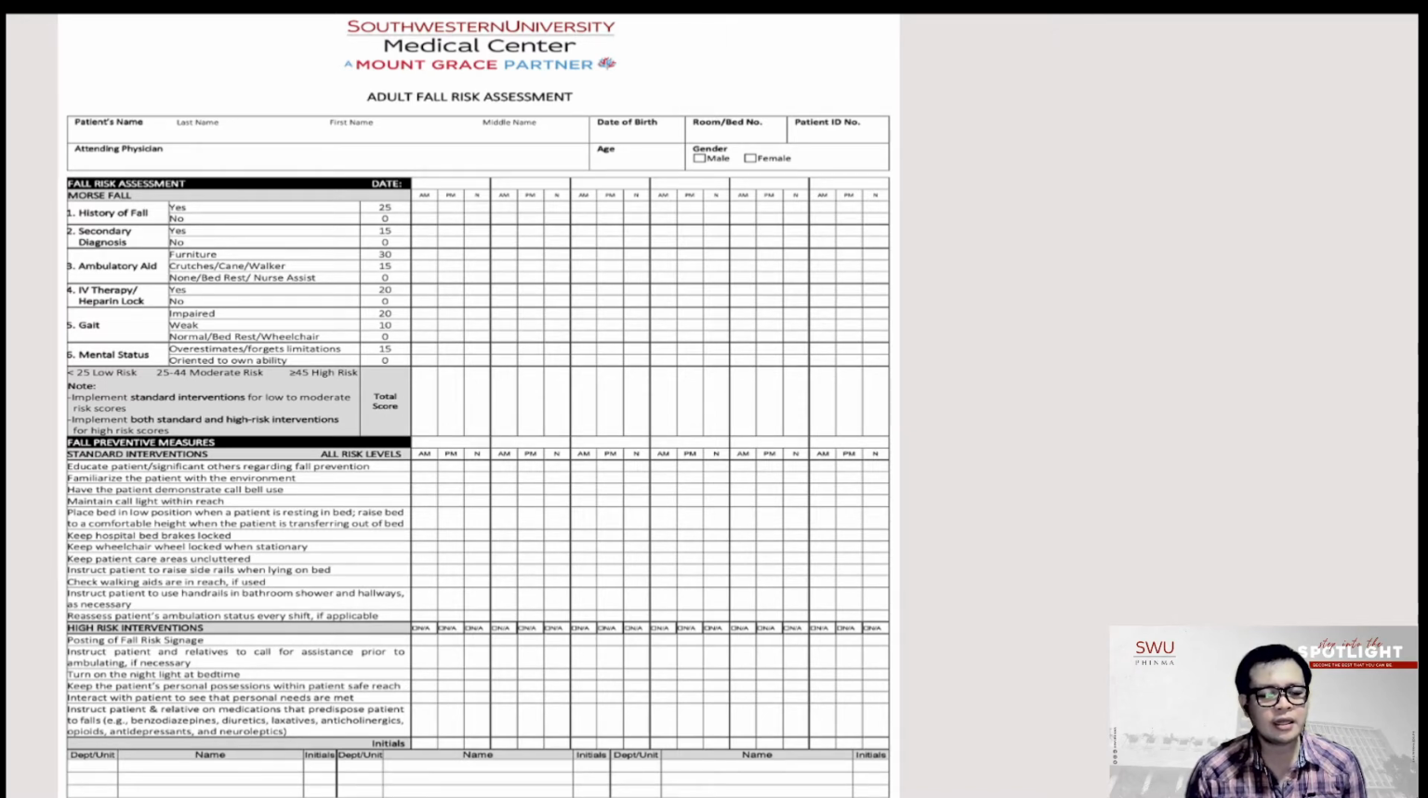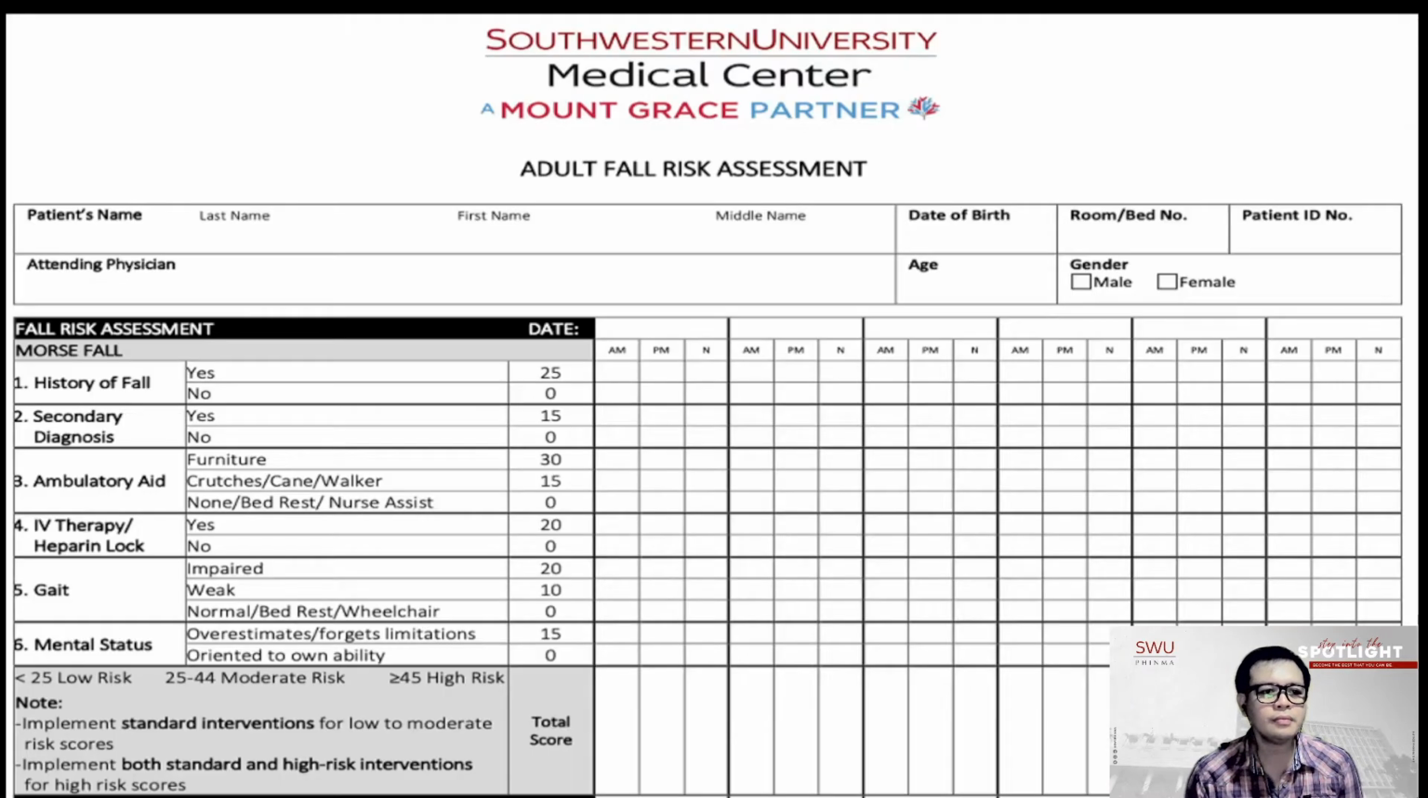So I'll be dividing the form into two different parts so that it's easier for us to see and to magnify the content of the form. Here, as you can see in the upper portion, we have to make sure that we fill out the specific information related to our patient, particularly in the upper corner.